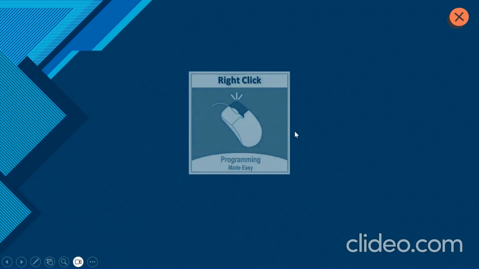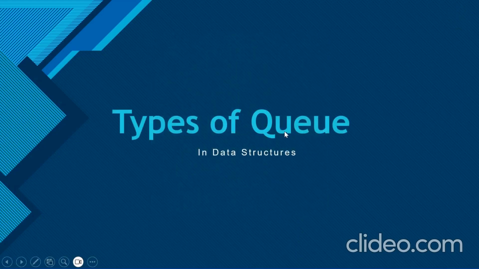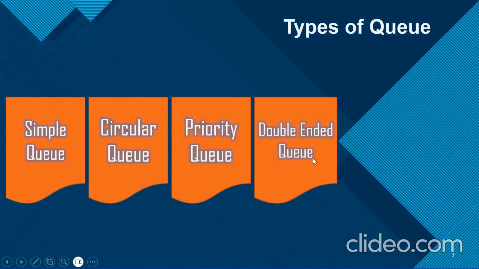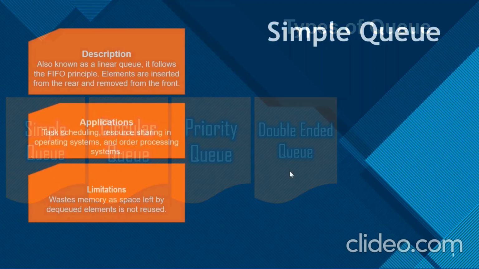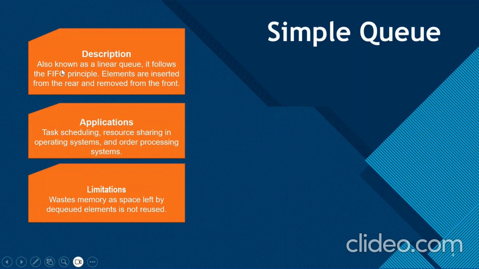The topic for the day is types of queues in data structures. These are basically the various types of queues that we encounter in data structures: the simple queue, the circular queue, priority queue, and the double-ended queue. The simple queue, or the linear queue as it is also known, follows the first in first out principle, and elements are inserted from the rear and removed from the front.